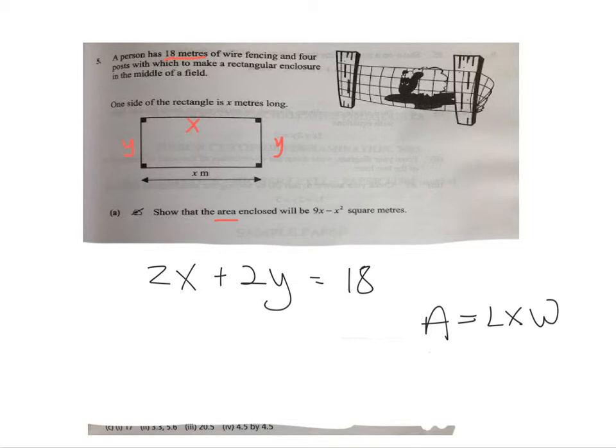So we bring the 2x over the other side. So that would leave us with 2y equals 18 minus 2x. And then to get y on its own, we simply divide 18 and 2x by 2.